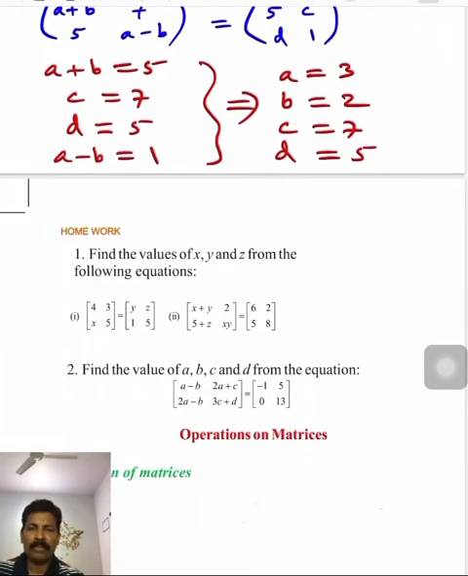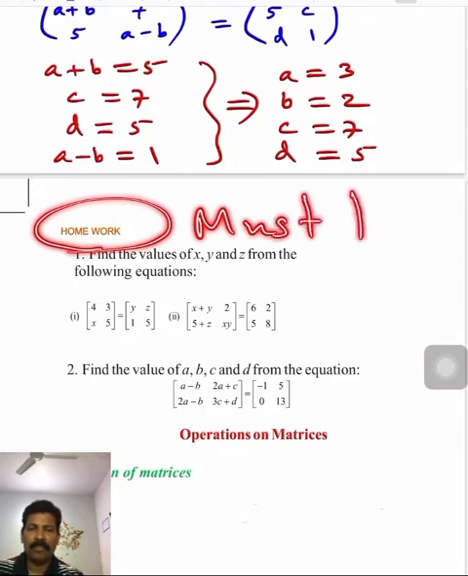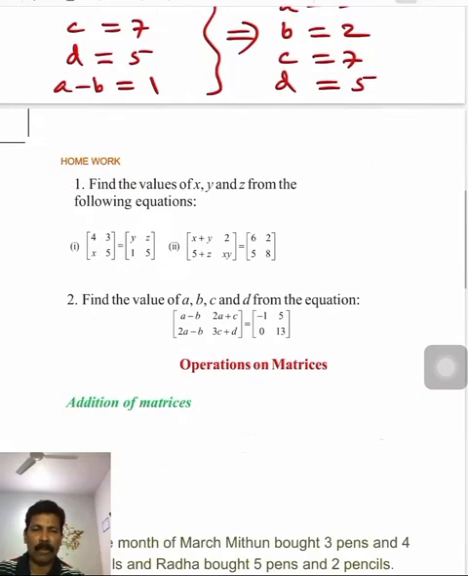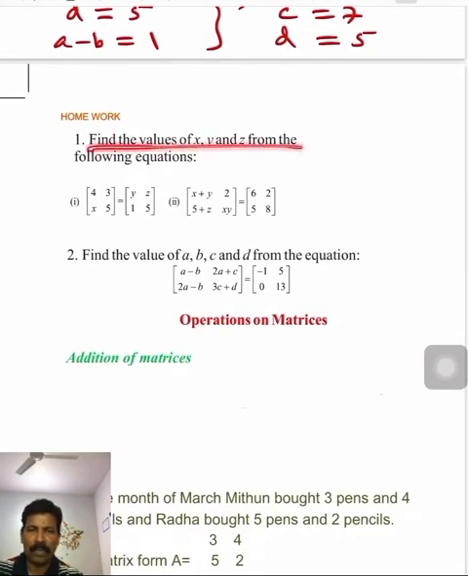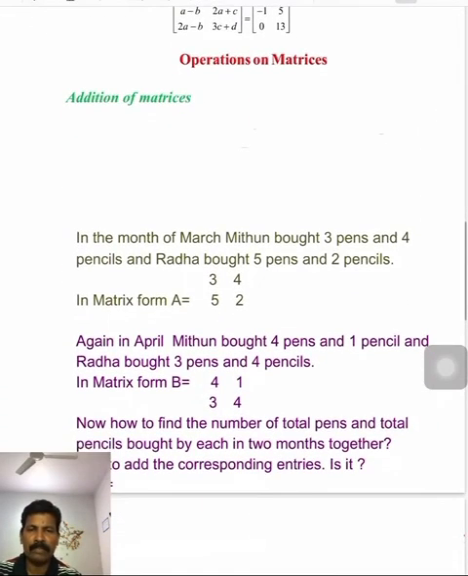Now one question for your homework. Find the values of x, y and z from the following equations. Two parts are there, very simple. You must try, only remember that corresponding elements should be equal. Another question, find the values of a, b, c, d from the equation.